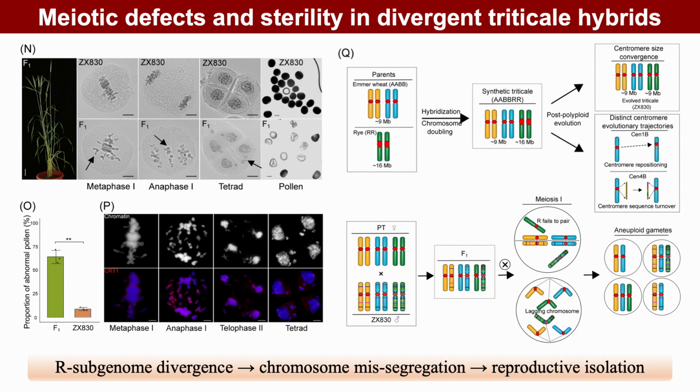To evaluate the biological consequences of this divergence, we analyzed F1 hybrids between PT and ZX830. The hybrids exhibited chromosome missegregation, lagging chromosomes, micronuclei, and reduced pollen fertility. These observations indicate that R-subgenome structural and centromeric divergence is associated with meiotic defects and reproductive isolation.